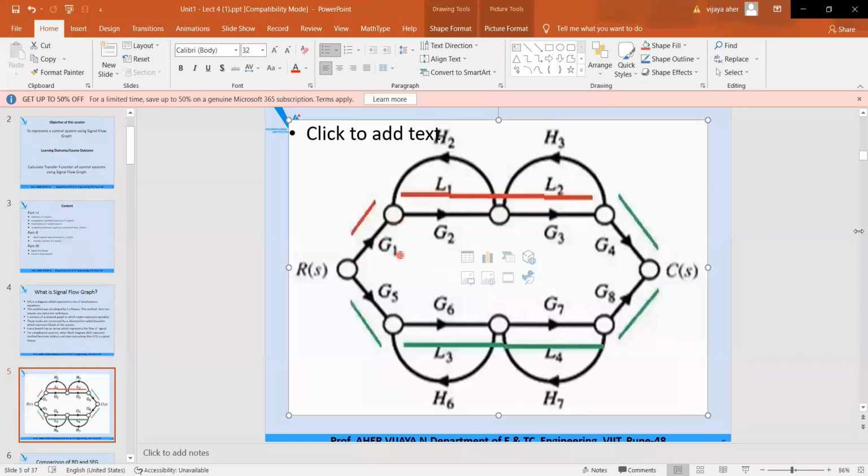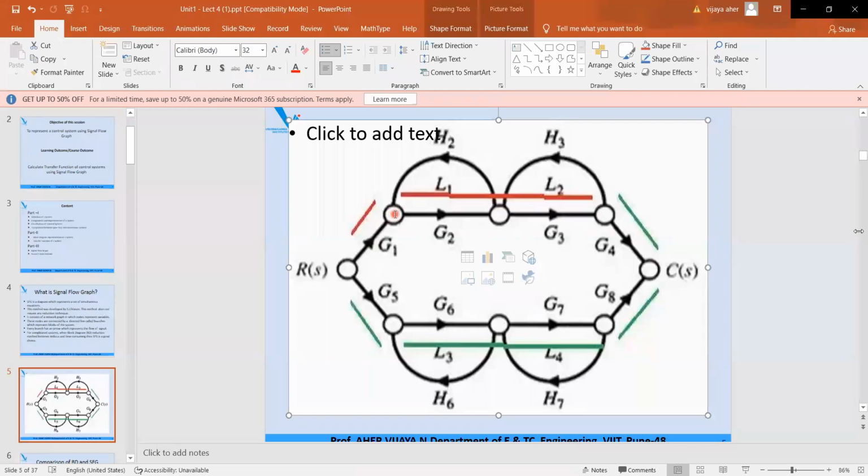So in a block diagram what will we do? This is our input, RS. This is the output of the first process, which has transfer function G1, and the signal is flowing from input to output. So this is one control block you can represent.